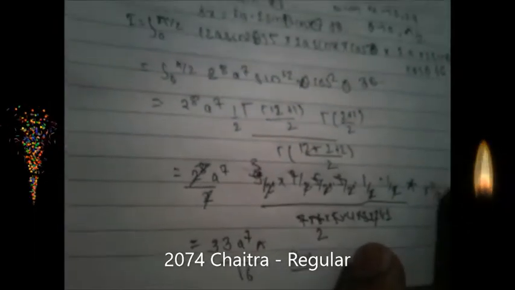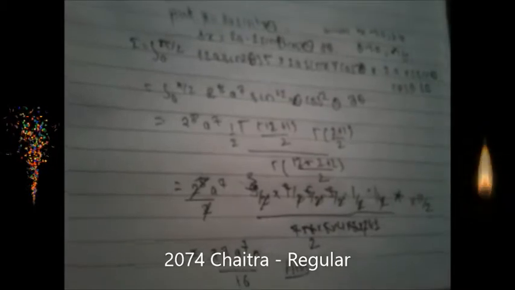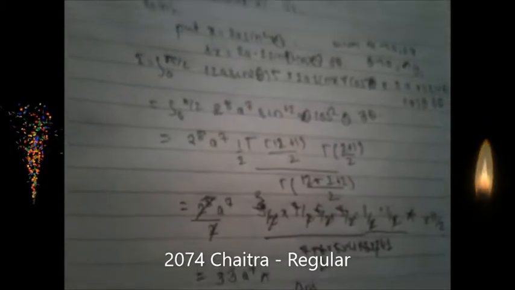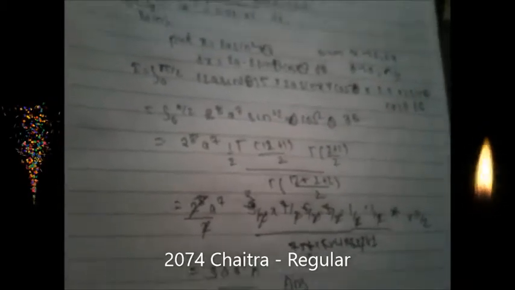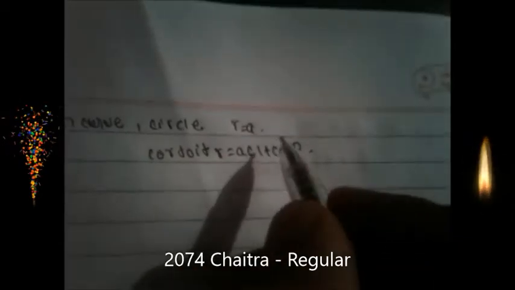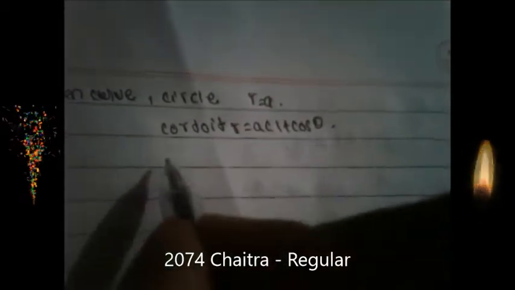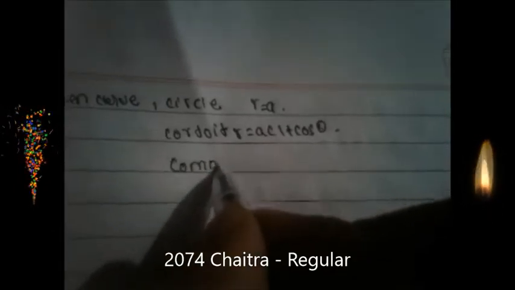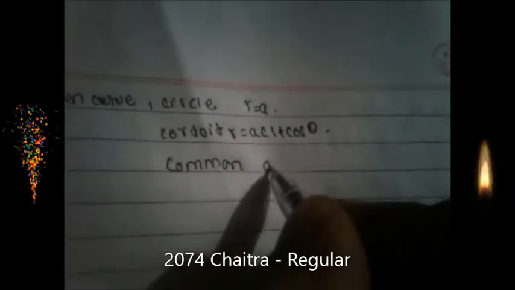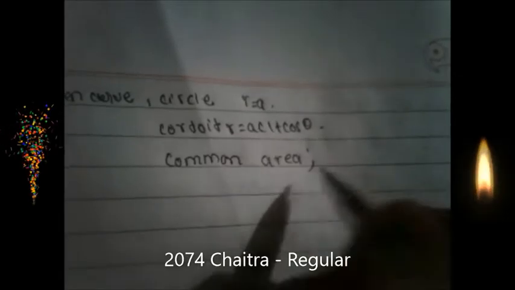And this was our question number 8 from alpha beta function. Now question number 9 remains. This is the question asked: given the circle r equals a and the cardioid r equals a cos theta, the common area is asked.